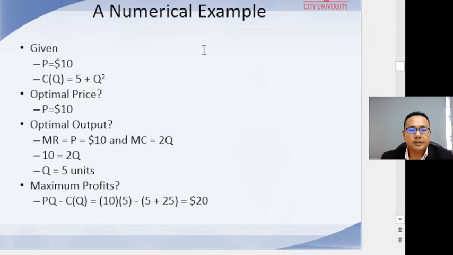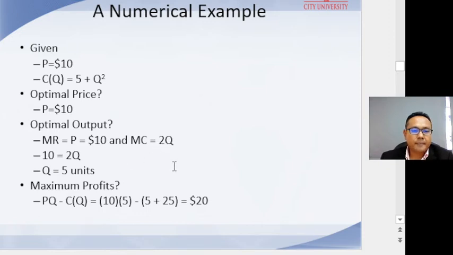So this is a numerical example. Let's say the price is $10. The cost is 5 plus Q squared. So the optimal price is 10. What is the optimal output? Since we know the optimal price is $10, we can decide how much output to produce. Marginal revenue equals P, which equals 10, and marginal cost MC equals 2Q.